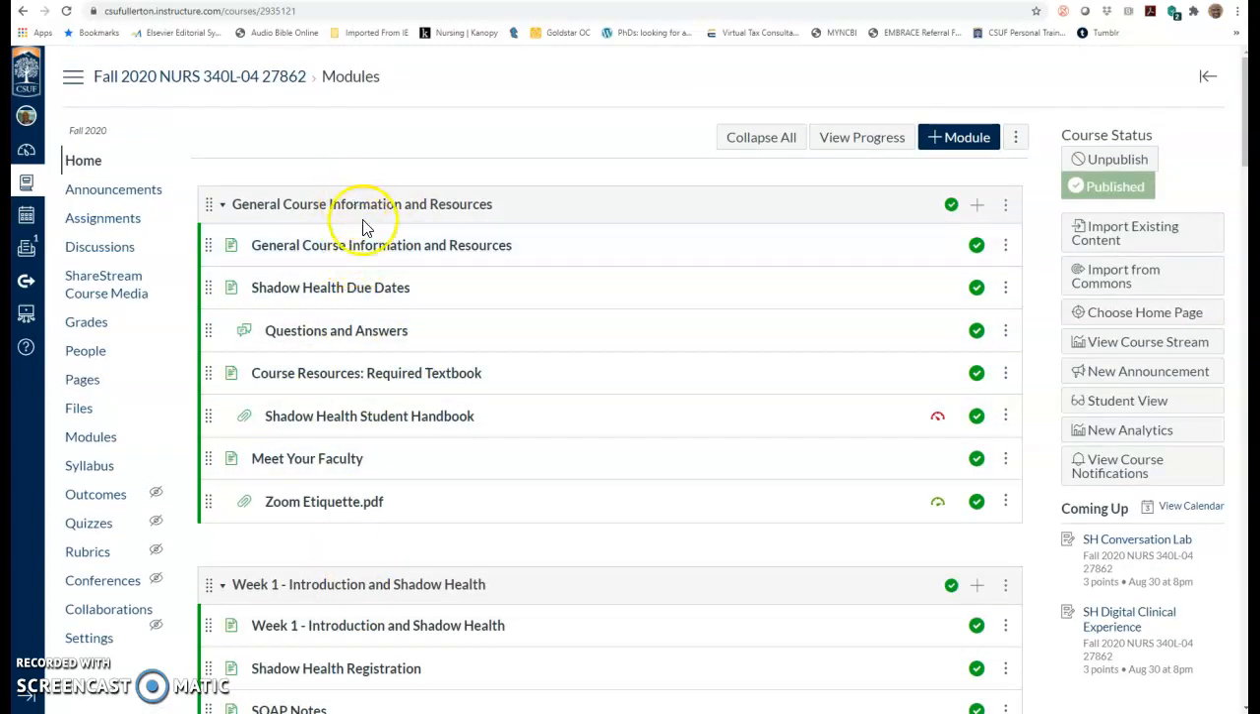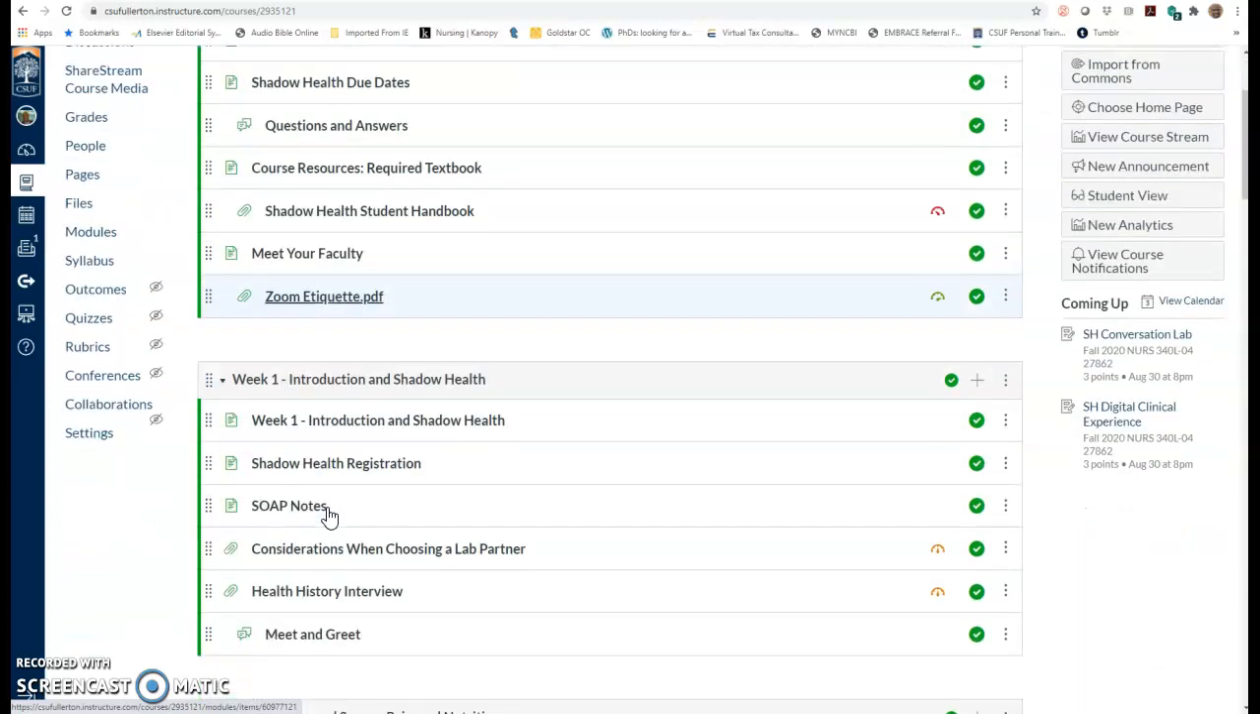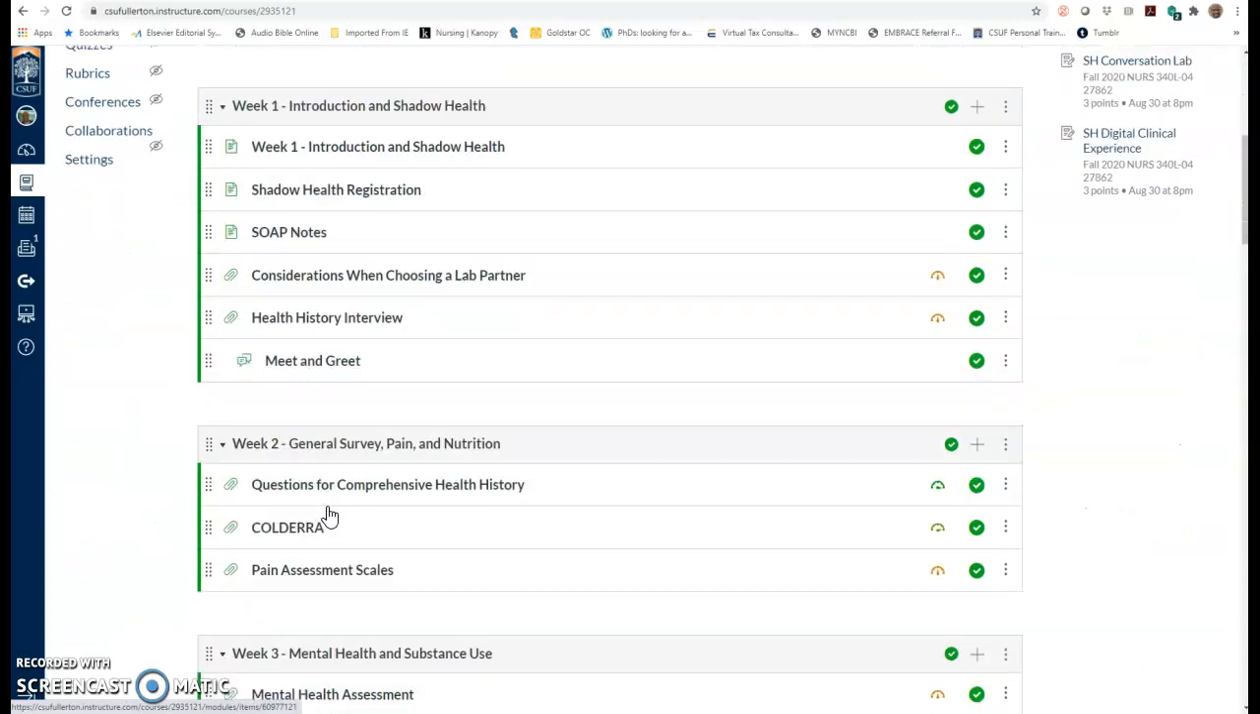I do want to draw your attention to some of the general information. There's information about me here. I do want to point your attention to some of the Zoom etiquette information that I posted here. That is important. As well, you have some due dates that I sent out to you in my welcome letter. Week 1, you should be working in this area and becoming familiar with. Actually, week 1 and week 2, you should be heading into.